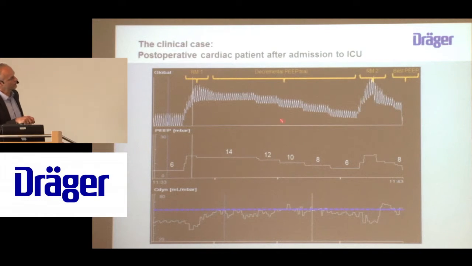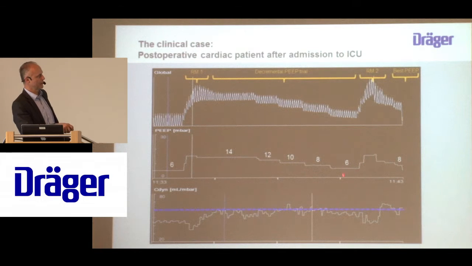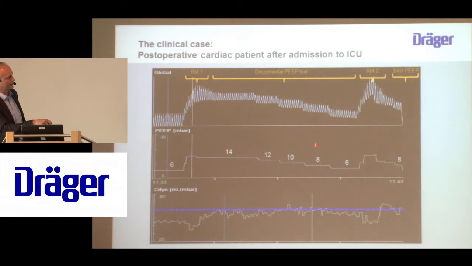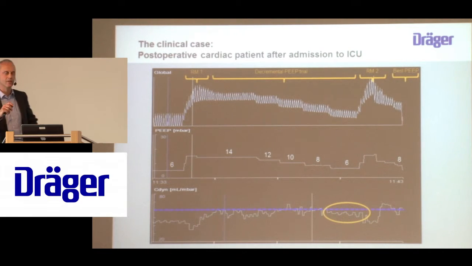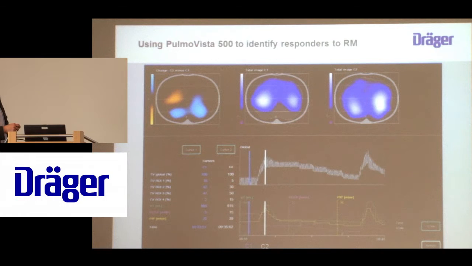They basically looked, when we do first a recruitment maneuver, then a decremental PEEP trial, going down in steps from 14 down to 6, where's the PEEP when dynamic compliance starts to decrease? And that was, in this example, only at the PEEP level of 6, so they have set the PEEP to 8. Just keep it in mind, because now you see what happens with the ventilation distribution.